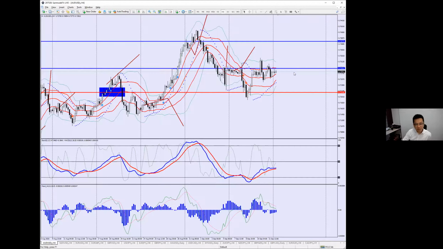Aussie US will probably sit at this 0.7280 level. Okay, it's probably going to sit in this range for about that period of time. Might actually be a bit lower.